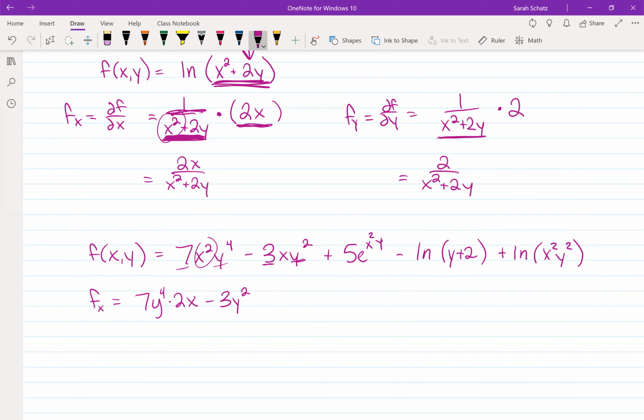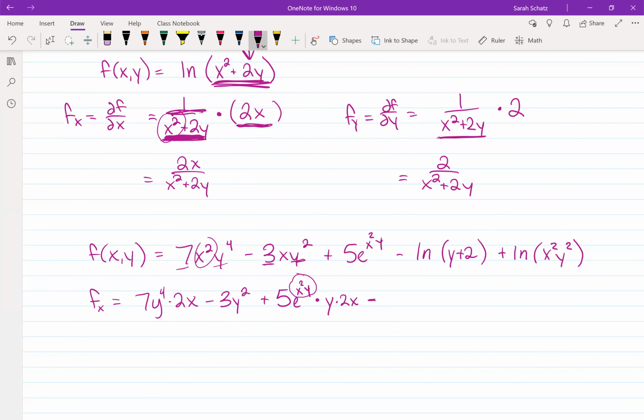Let's talk about this exponential term. The 5 comes along, right? Because it's a coefficient. Also, what comes along? E to the x squared y, as is, because that's the rule for exponentials. But then I have the chain rule. I have to multiply by the derivative of x squared y with respect to x. If y is just a constant here, it's just a coefficient on x squared. So it's going to come along. Then I take the derivative of x squared. And I'll make that look better on the next line. Let's talk about the natural log of y plus 2.